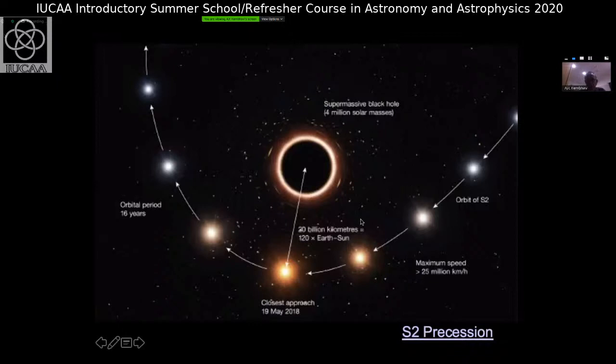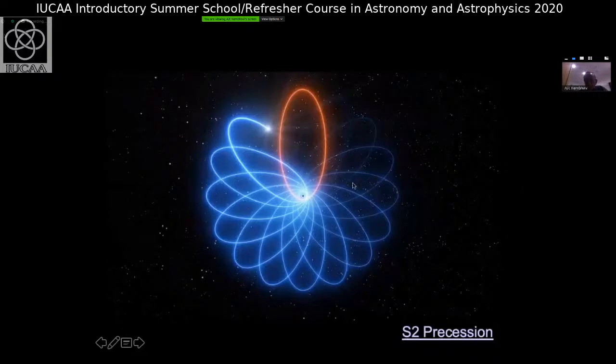So here, let's see if I can show this to you. Here is the artist's impression. This is a black hole. This is the event horizon of the black hole, with 4 million solar masses. And this is the star S2, which is coming here, and this is the perihelion of the star. Yes, here you can see an artist's impression of the precessing orbit.